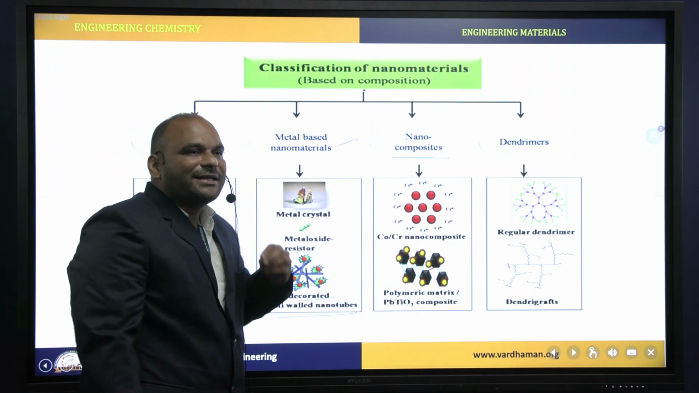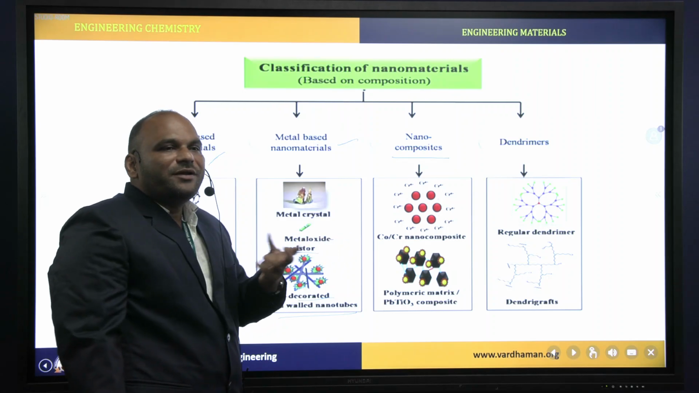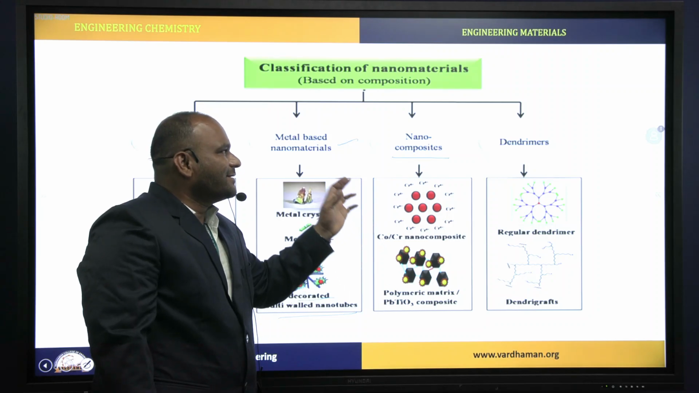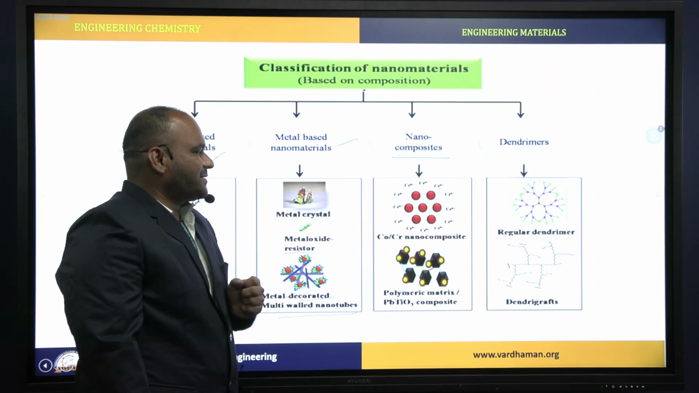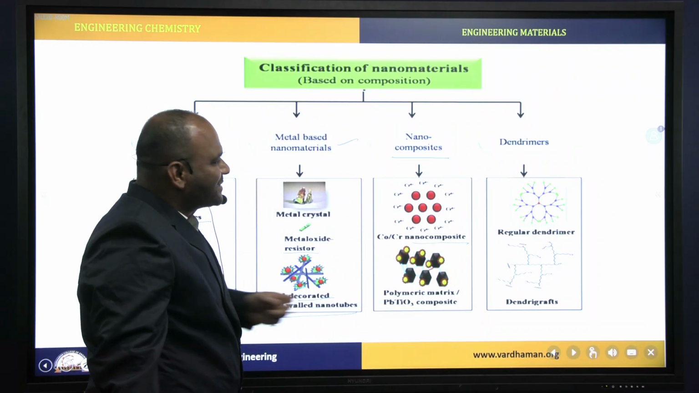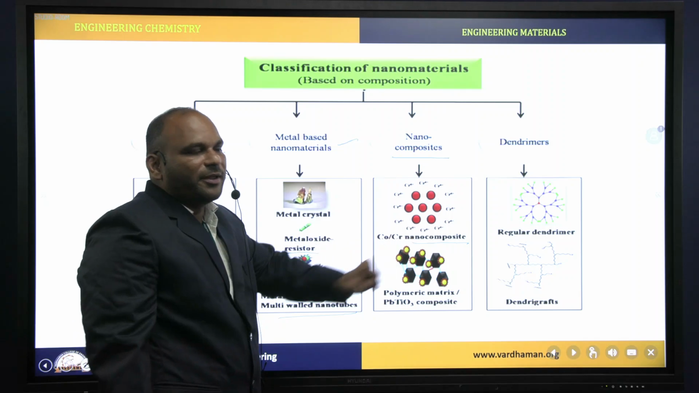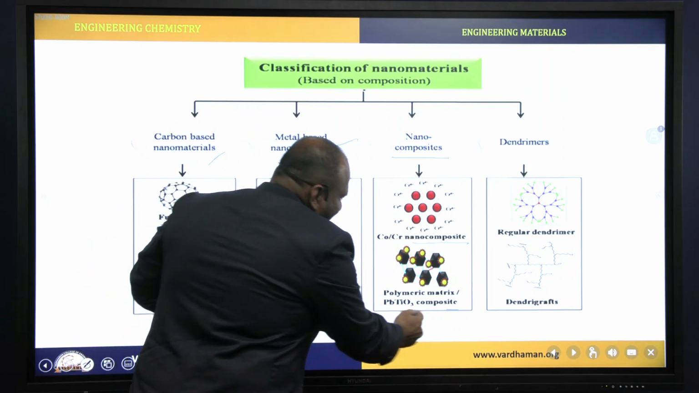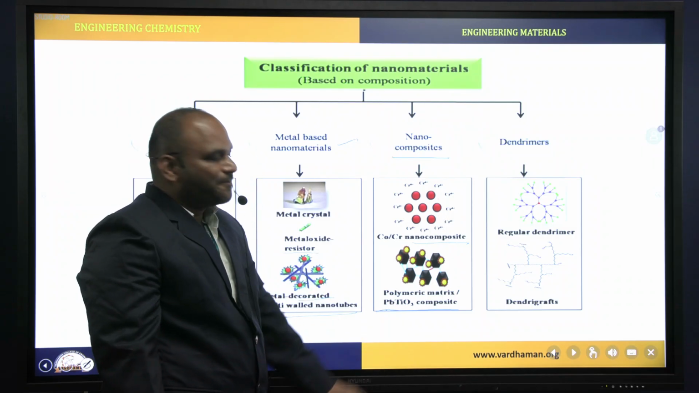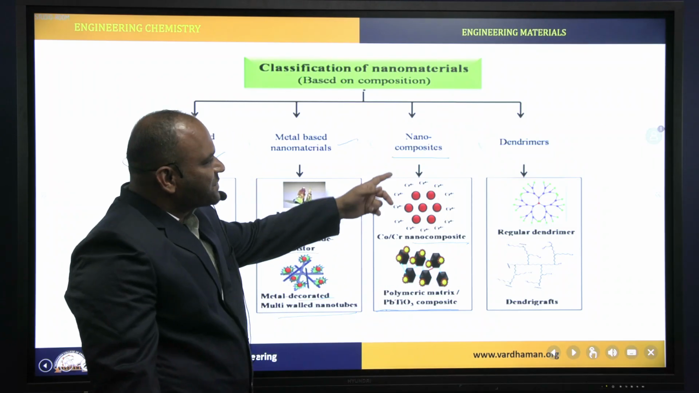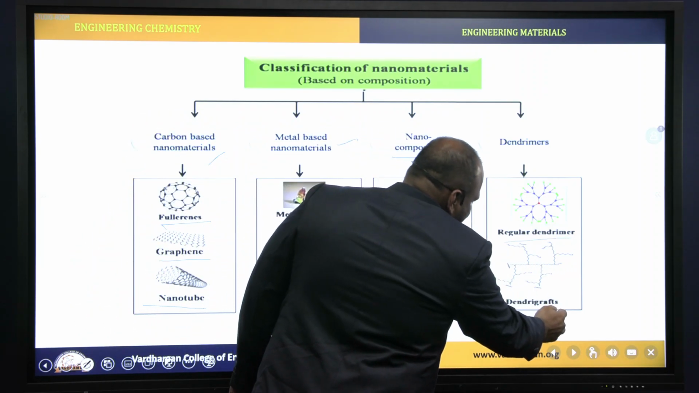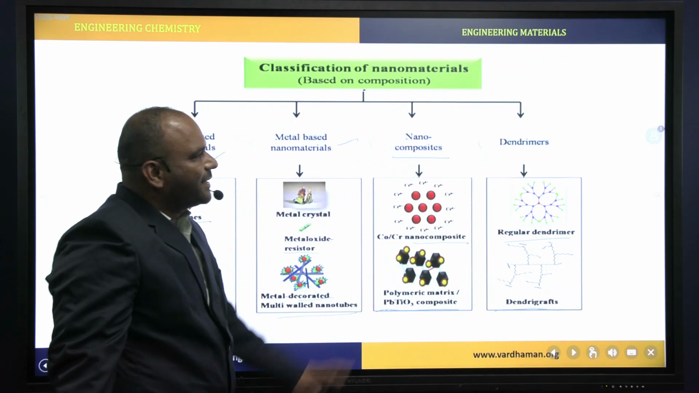Next one, nanocomposite. Composite means a material which is made by two different metals. If the composite is present on the nanoscale, that is a nanocomposite. Here, cobalt chromium nanocomposite means this material is made up of cobalt and chromium. One more is palladium titanate composite. In this metal oxide, palladium is there, titanium is there, because of this it is a composite. Last one is dendrimers: regular dendrimers, dendrigraphs. These are dendrimers.